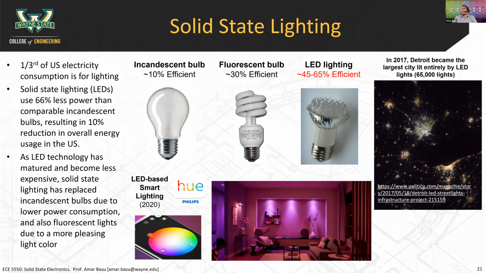And just a little bit of trivia over on the right side here. In 2017, this is an image of Detroit. Detroit was actually the largest city at the time that was lit entirely by LED lights, 65,000 of them. Before 2017, in the 2014-2015 timeframe, you might remember that some areas of Detroit had really poor lighting and these really ugly gas lamps that were this ugly yellow color. You could see them driving down I-75.